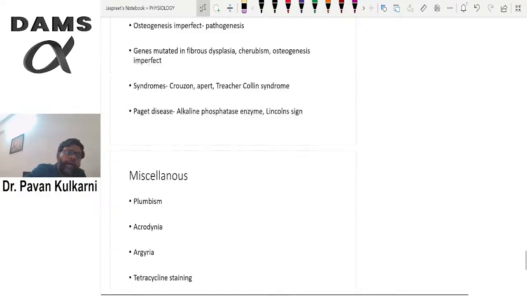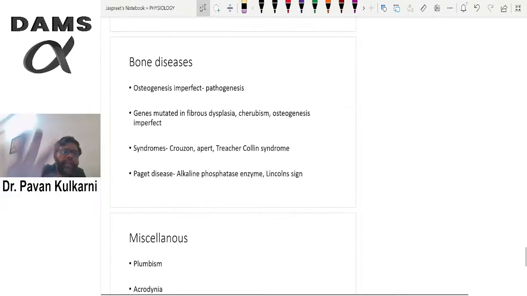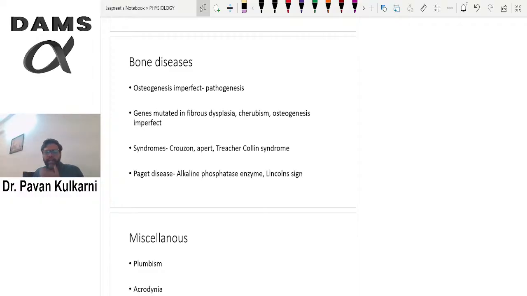Okay. Next, bone diseases. Bone disease is very vast, very wide. It's a very big chapter, but still, questions come on osteogenesis imperfecta. Osteogenesis imperfecta, particularly the pathogenesis part, where the collagen is involved. They'll ask you what the main etiology for osteogenesis imperfecta is. That is the collagen maturation. They'll ask you questions on that. What gene is involved?